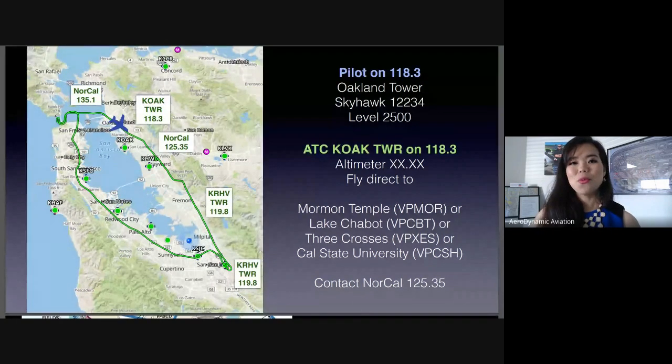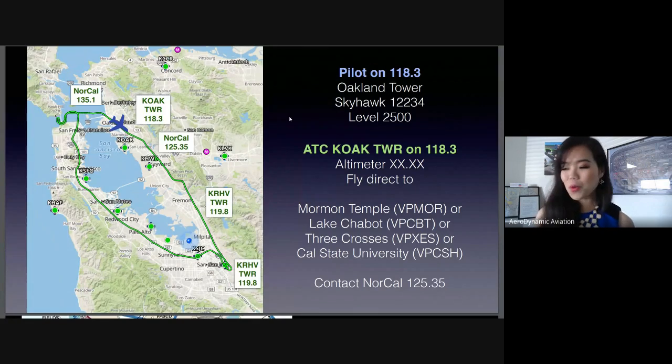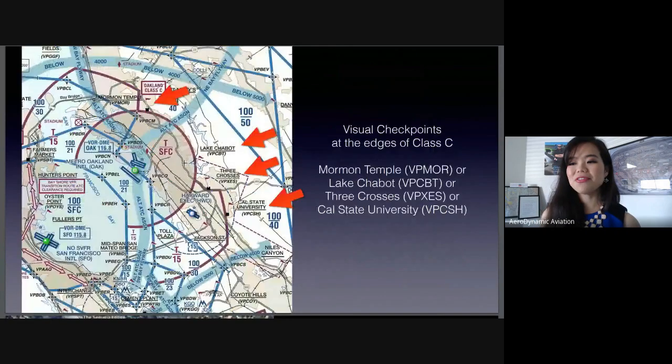Again, this is something that I would do ahead of time. Before I even take off, I would put these fixes in my GPS. In case they tell me to fly direct to one of them, I already have it loaded and I can press direct enter. The 4 fixes that they might tell you are Oakland Temple, Lake Chabot, 3 Crosses, or Cal State University. Once you arrive there and you get close, they'll switch you to NorCal and they'll say contact NorCal 125.35.